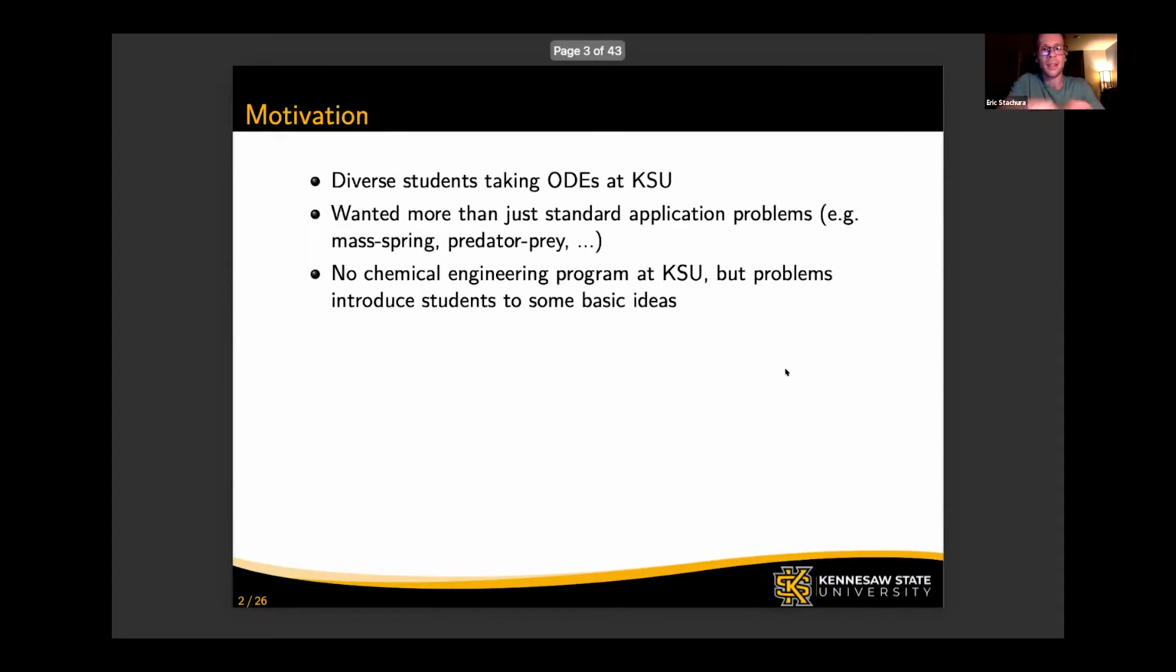But okay, I think I already said this, but we have a diverse student population at KSU taking differential equations, most of them not math majors, at least not in my class. And so the textbook problems are pretty standard. So I wanted to think about something new and talk about a subject that they really may not have seen and one that's applicable in industry.